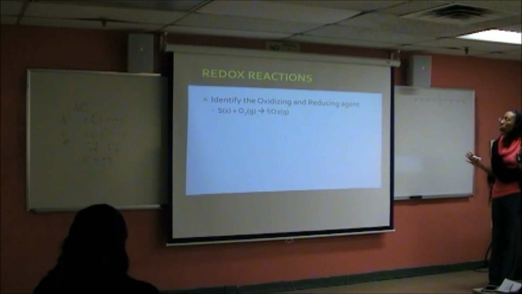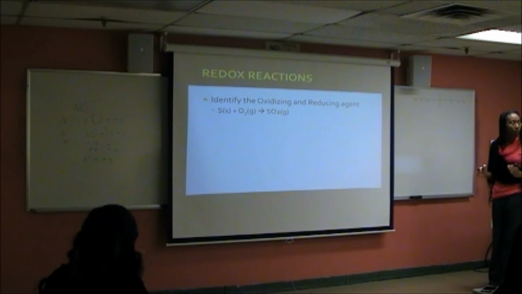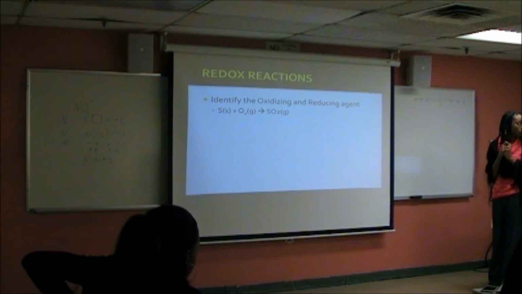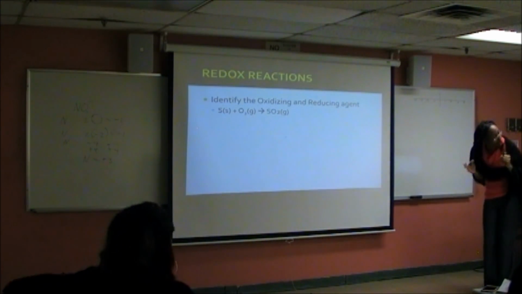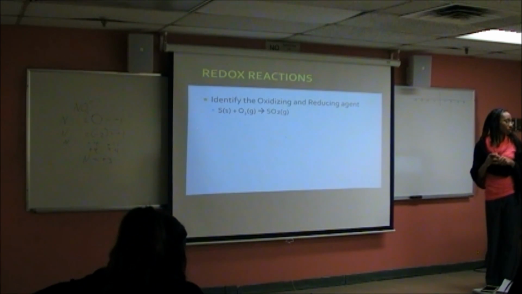First equation. We have 1 mole of sulfur reacting with 1 mole of oxygen gas to produce 1 mole of sulfur dioxide. Now, let us assign our oxidation numbers for everybody on my reactant side. Before that, can we figure out what is oxidizing? No, you need to find the numbers first. Then you can figure out what's oxidizing.